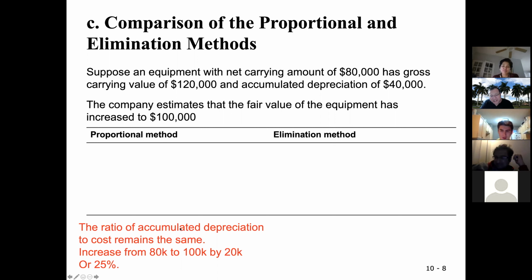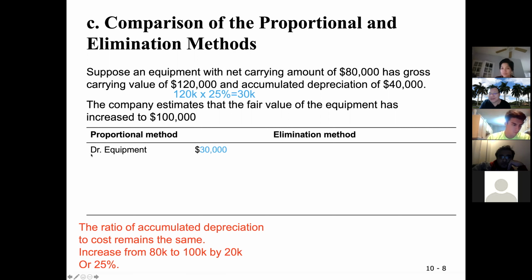So the ratio of the cumulative depreciation to cost has to remain the same, okay? So I want to calculate the ratio. In order to increase from 80 to 100, the amount of increase is 20, okay? So I have to increase by 20K so that I can go from 80 to 100. What's the ratio? The ratio is 20 divided by 80, which is 25%. So the increase is 25%, okay? I'm going to apply this ratio to both cost and the cumulative depreciation account.